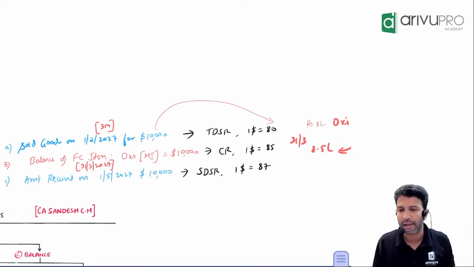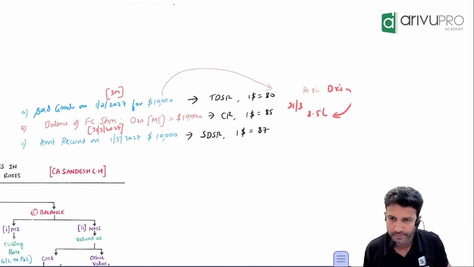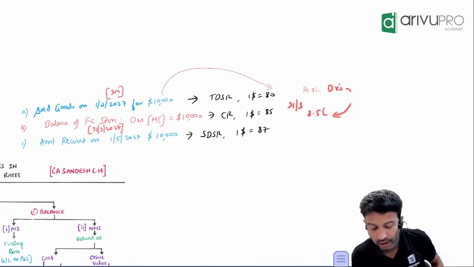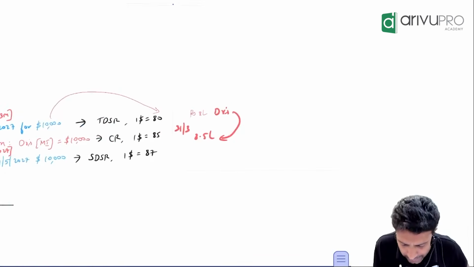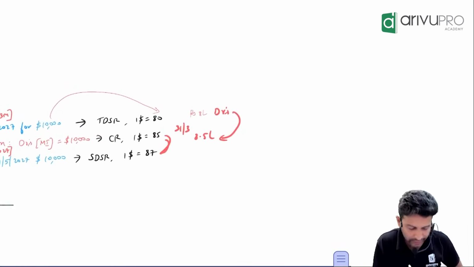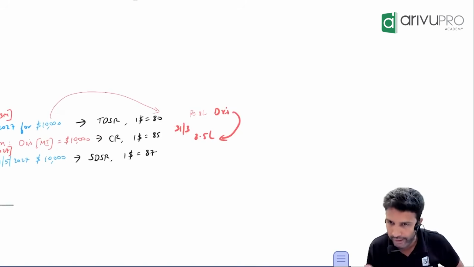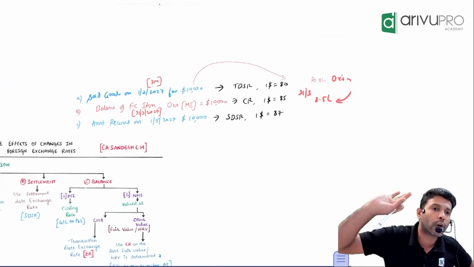Again, the gain will go to P&L. I'll show you. The 50,000 gain you have already transferred, so only the extra gain you'll transfer to P&L, which I'll show you. But so far, okay?